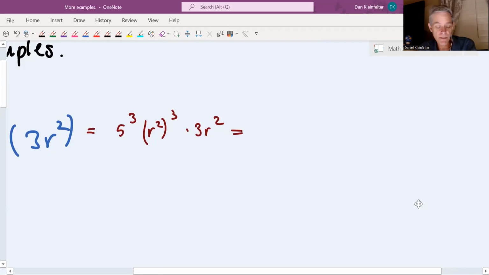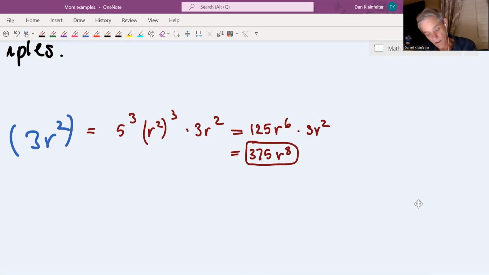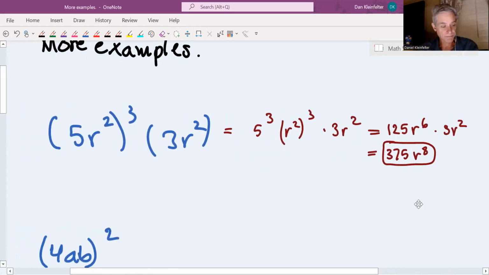Okay, now 5 cubed is 125. R squared raised to the third power will be r to the sixth power. And then we'll have that multiplied by 3r squared. Okay, rearranging our factors, 3 times 125 will be 375. And then r to the sixth power times r squared is r to the eighth. Okay, and that will be that one.